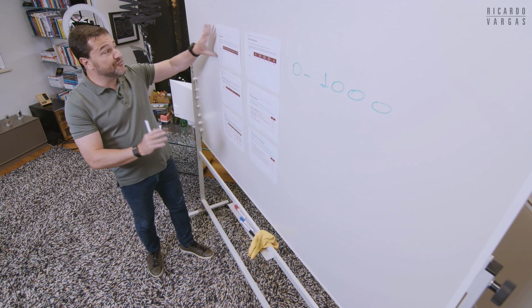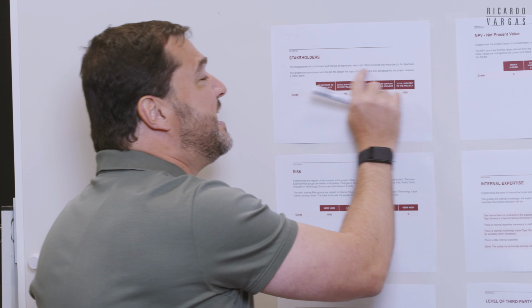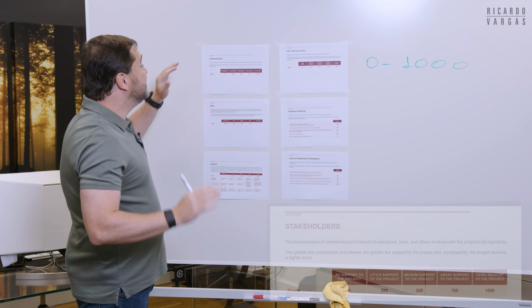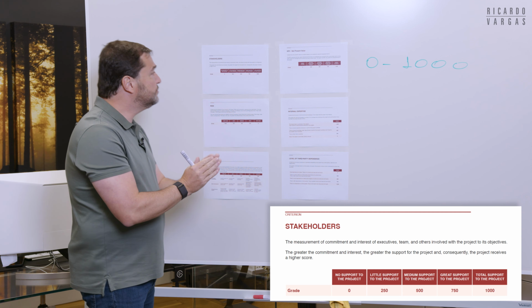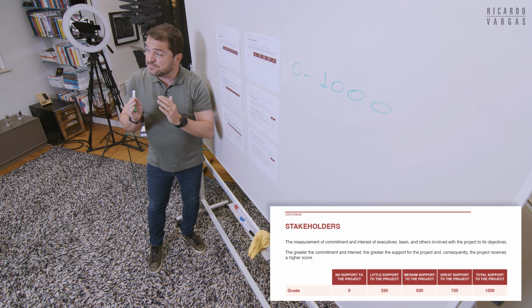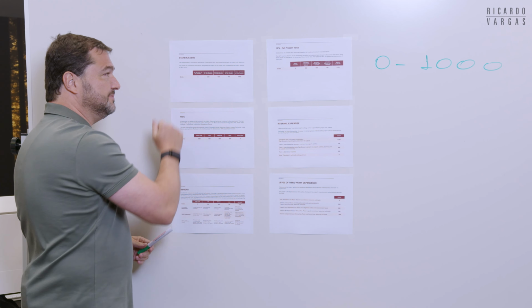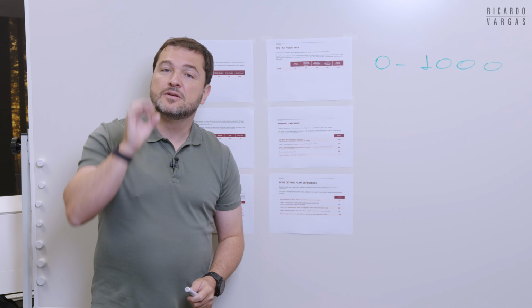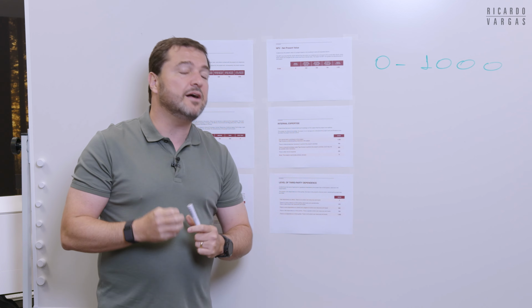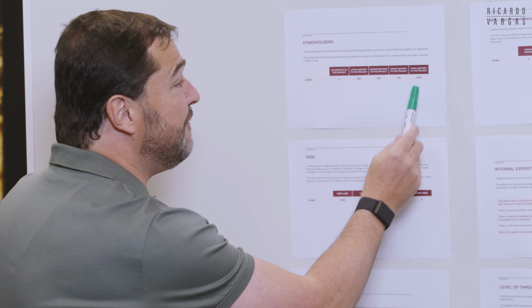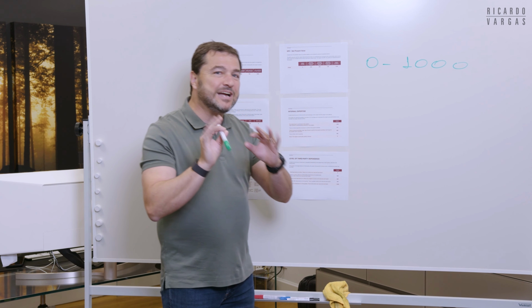Let's suppose the first criteria. And what is important is not just the criteria, but how do I grade the criteria? So for example, stakeholders. This criteria measures the commitment and interest of executives, teams, and other stakeholders. If they have no support for the project, what would be the score? 0. It means that project will be very challenging on the stakeholder side. If you have total support for that specific project, 1,000 points.